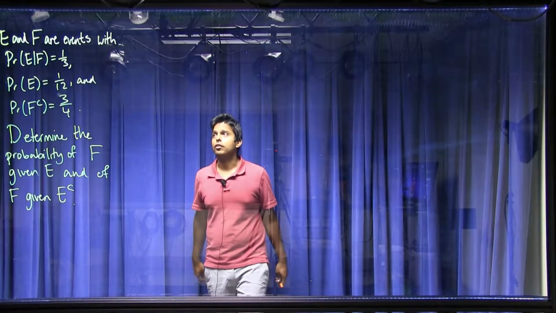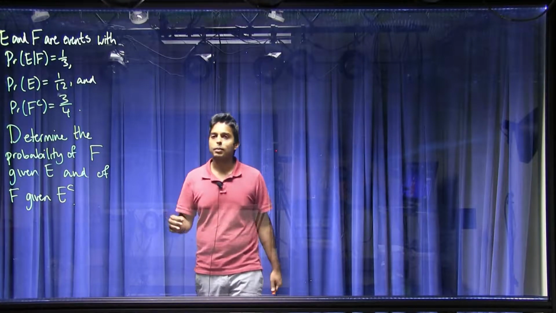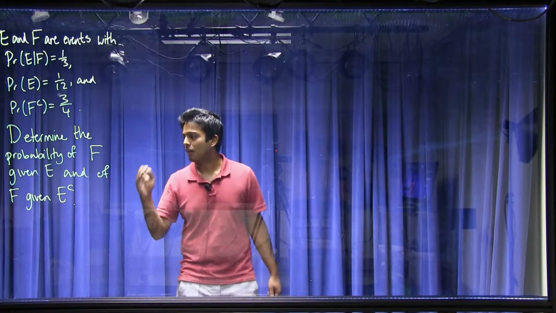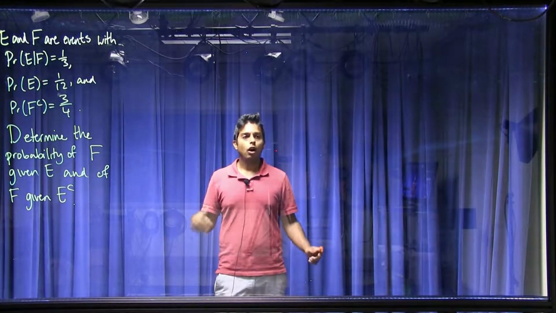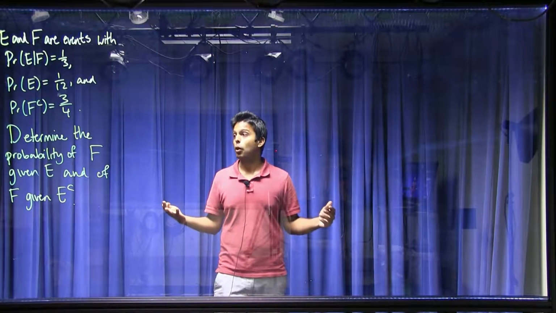So E and F are events, and we know a few things about their probabilities. We need to determine the probability of F given E and of F given E complement. Alright, so let's write those down and apply the conditional probability formula for both of them.